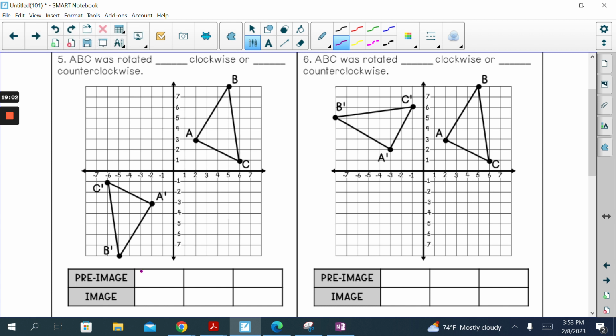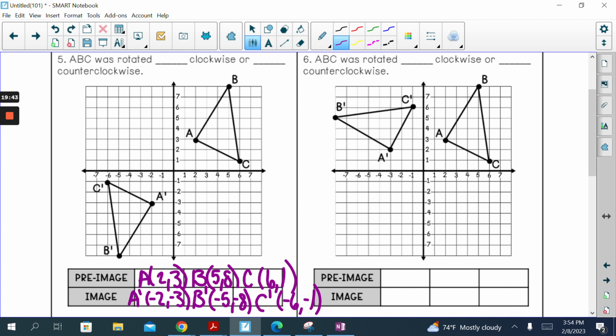So in our pre-image, you had A at 2, 3. You should have had B at 5, 8. And you should have had C at 6, 1. And then for your image, you had new A at negative 2, negative 3. You had new B at negative 5, negative 8. And you had new C at negative 6, negative 1.